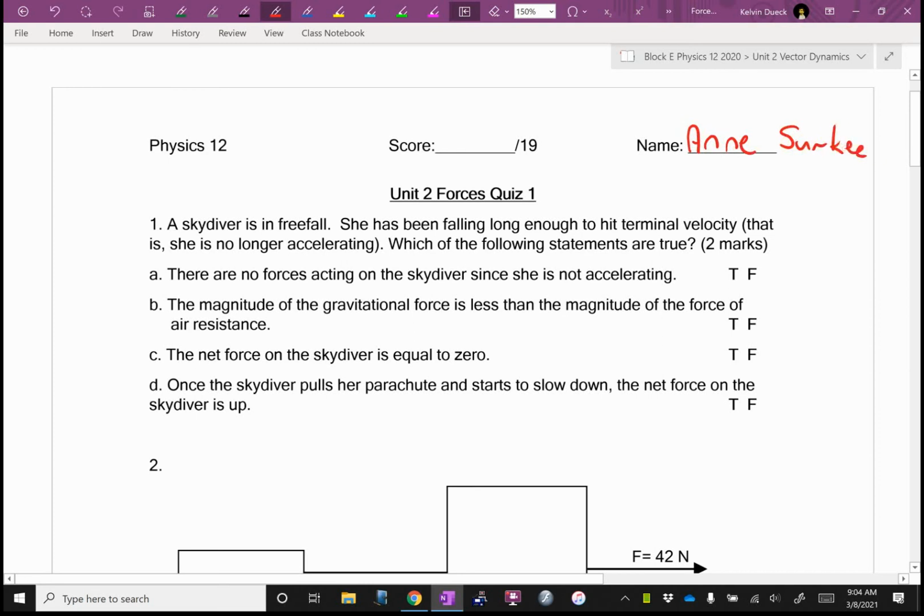A skydiver is in free fall. She has been falling long enough to hit terminal velocity. Which of the following statements are true? 2 marks, there's 4 statements, so it'll be a half mark each.